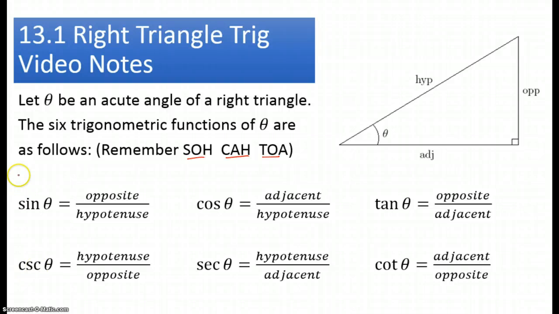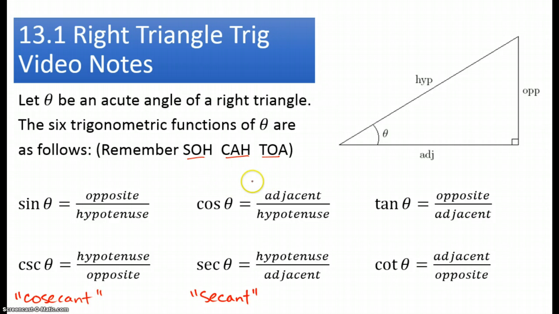Okay, the CSC is said cosecant. So the cosecant of theta is hypotenuse over opposite. So if you know sine of theta, you also know cosecant because it's just the reciprocal of sine. SEC is said secant. So the secant of theta is the hypotenuse over the adjacent. And same thing, if you know cosine, you know secant. It is just the reciprocal.